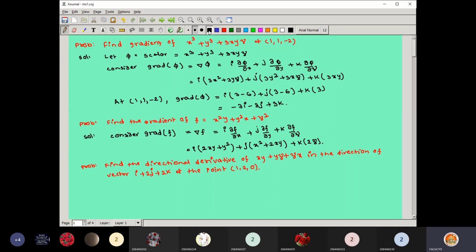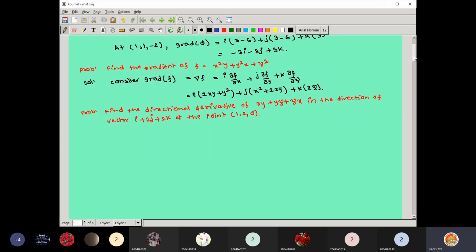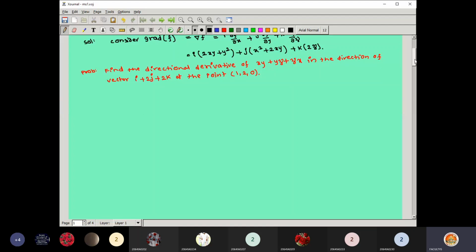So they are asking to calculate the directional derivative of a particular function in the direction of the vector i plus 2j plus 2k at the given point 1, 2, 0. So you just recall your last class. In order to calculate the directional derivative, definitely we require one scalar and another vector. So give me the answer. Which one is vector and which one is scalar?